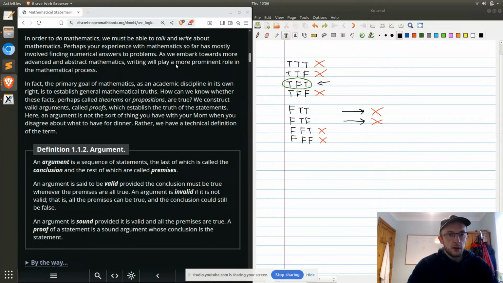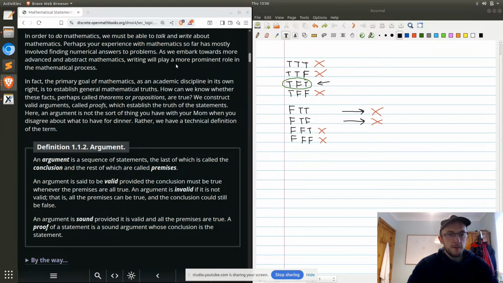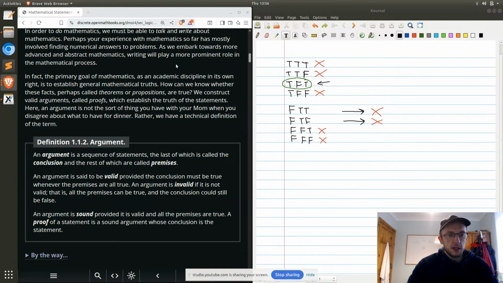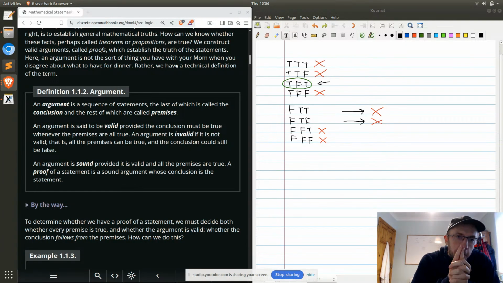Here, an argument is not the sort of thing you have with your mum when you disagree about what to have for dinner. Rather, we have a technical definition of the term. Definition. An argument is a sequence of statements, the last of which is called the conclusion, and the rest of which are called premises.